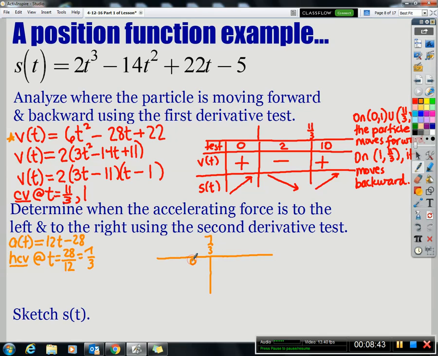So I could make a quick second derivative t-chart with 7/3. And I'm just going to test 0 and 10 again. So I'll have a of t, and then I will make inferences about s of t, because a of t is your second derivative. If I plug in 0, a of 0 would be negative. If I plug in 10, a of 10 will be positive. So I know that s of t is concave down and then concave up. So I can say the acceleration force goes to the right, of course, on 7/3 to infinity.